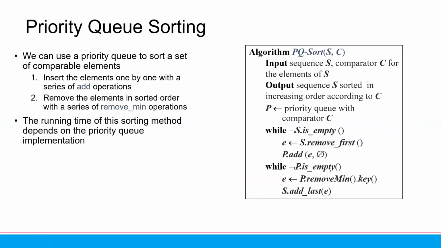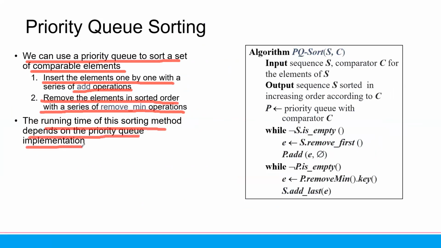In order to do the sorting, we can have many sorting algorithms. We can use a priority queue to sort a set of comparable elements. It means first we can insert the elements one by one with a series of add operations, and then remove the elements in sorted order with a series of remove min operations. The running time of this sorting method depends on the priority queue implementation.